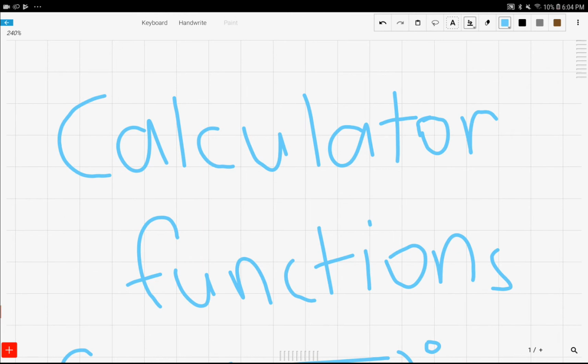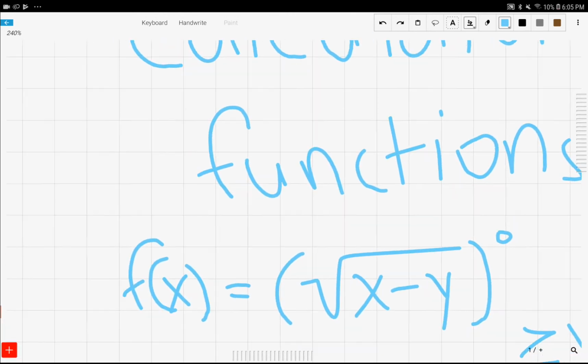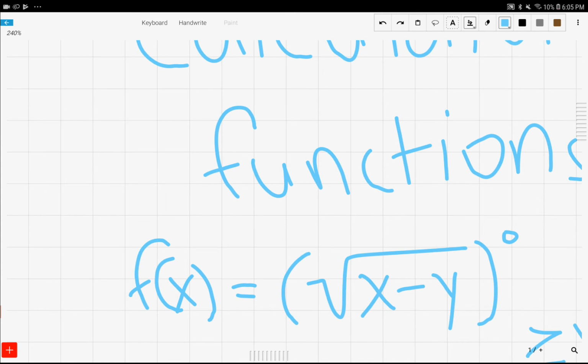So we're going to start with some basic functions that I discovered, and I probably didn't really technically invent them because other people have probably found this before me. So the first function that I discovered is a function that checks for numbers greater than or equal to some real number y. So, this function is f of x equals the square root of x minus y to the 0th power.